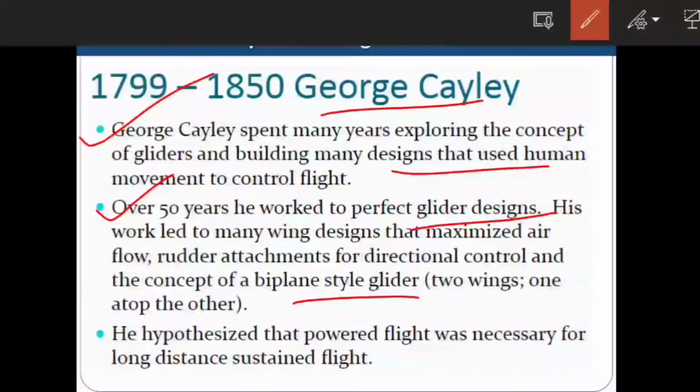So guys, don't confuse what I am explaining. Once we see the first chapter, basic aerodynamics, then you can understand what a bicycle is. A bicycle is basically two wings and one outer landing gear. Understand? So he hypothesized that power flight was unnecessary for sustaining flight over a long distance.